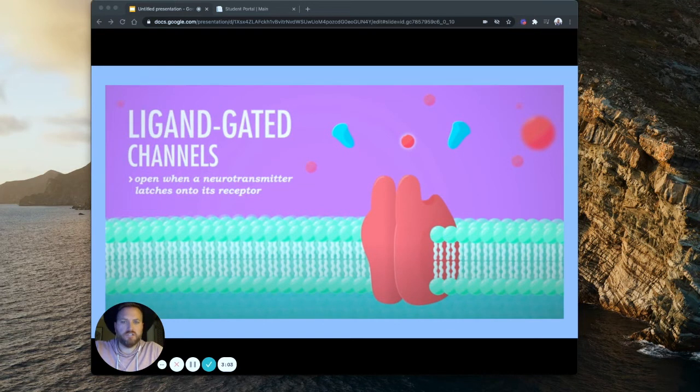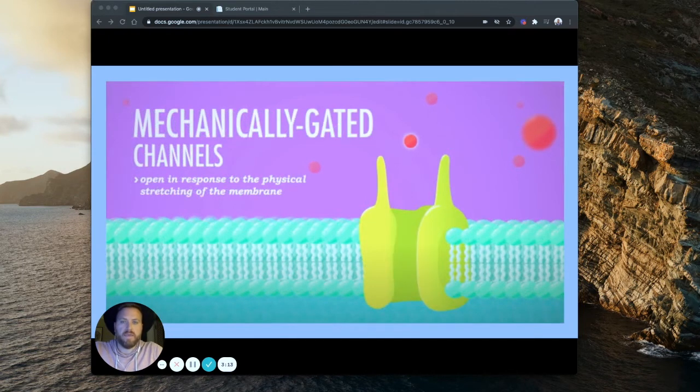Ligand-gated channels are channels that only open up when a specific neurotransmitter or hormone attaches to them. And then we have mechanically gated channels that open in response to physical stretching of the membrane.